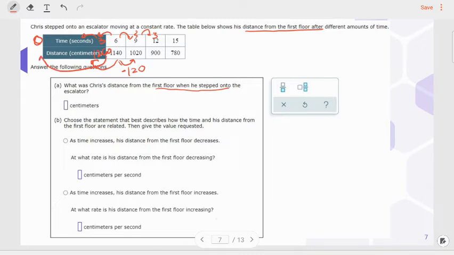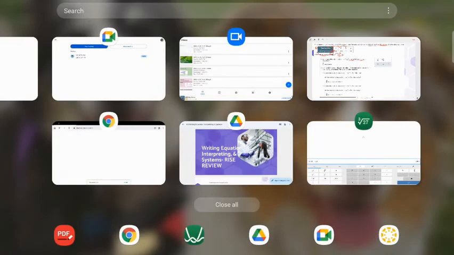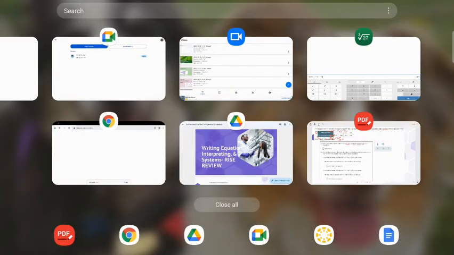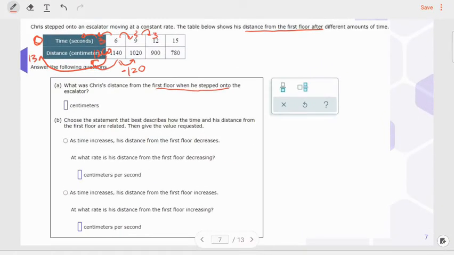I need to go back one more time. So I need to add another 120 for a total of 1380. So how far is he? 1380. Now part B asks me to choose a statement that best describes the distance from the floor.